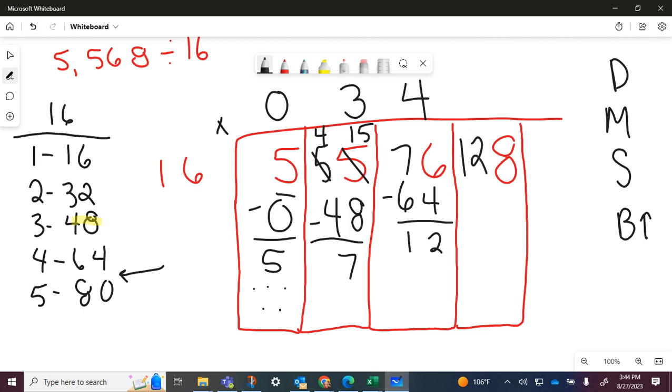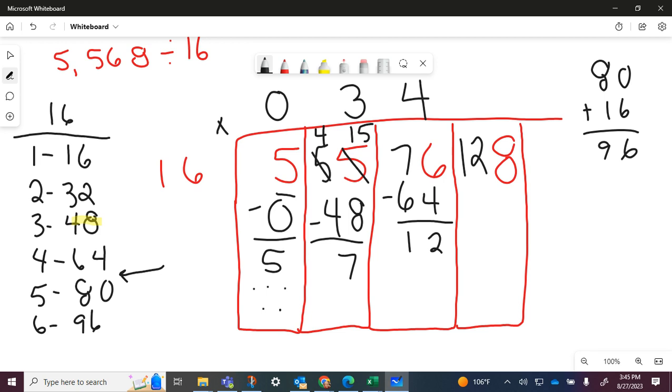Well, if you notice in my groups, I didn't go far enough. I need to go a little bit more. So let me get myself some space over here. All right, so my last one I did was 80, and that was 5 groups. So now I'm going to add another group of 16. That gives me 96.